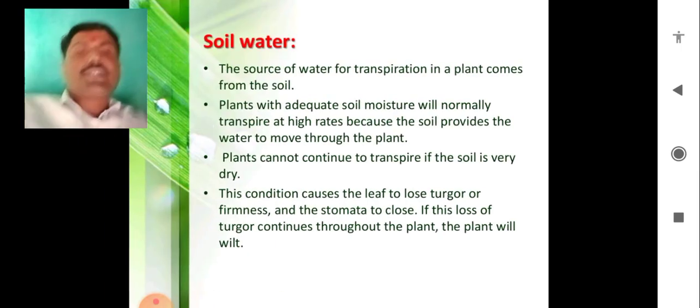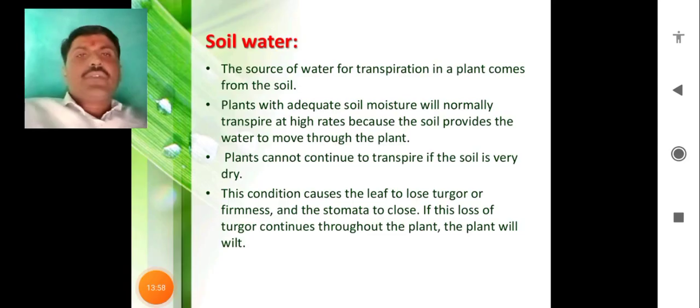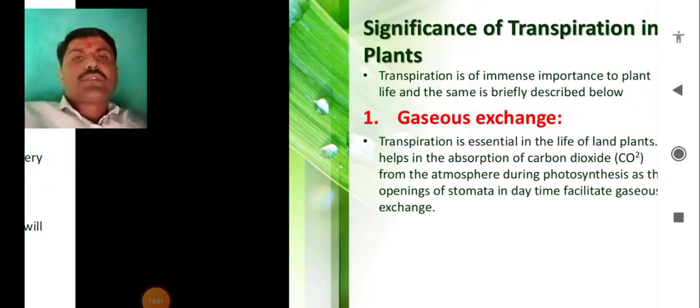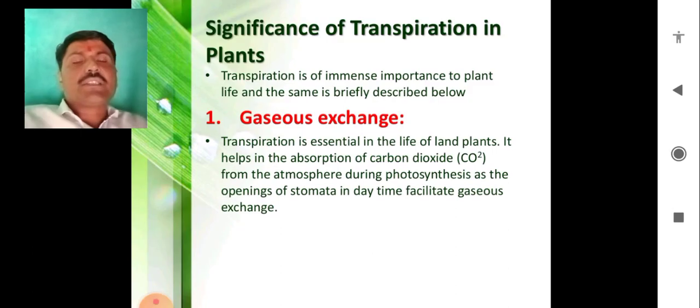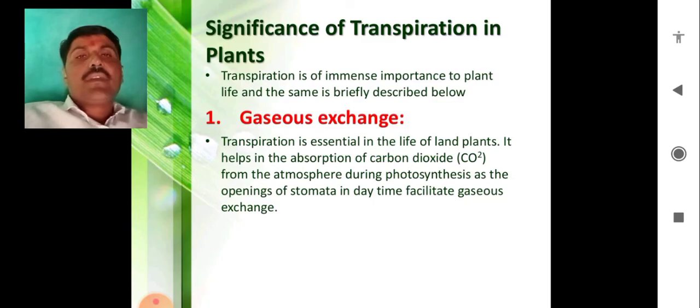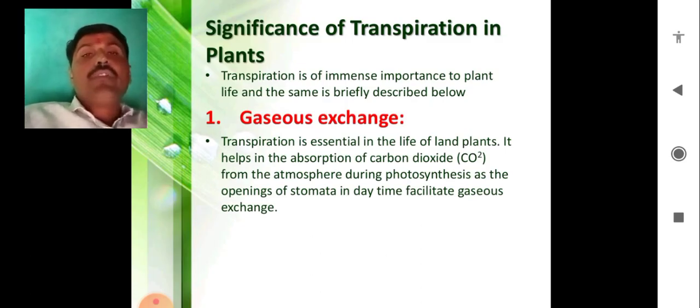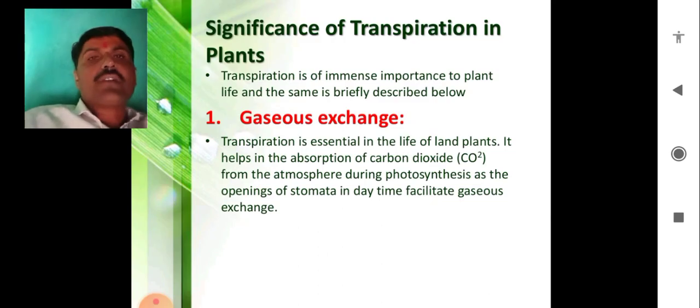Significance of transpiration in plants, friends. This was all about the factors which affect the transpiration rate in the process and in the various types of plants. For example, aquatic plants, xerophytes, tropical plants. According to the geographical location and habitat of the plant, and the responses of the environment to the plants, we find differences in the rate of transpiration.